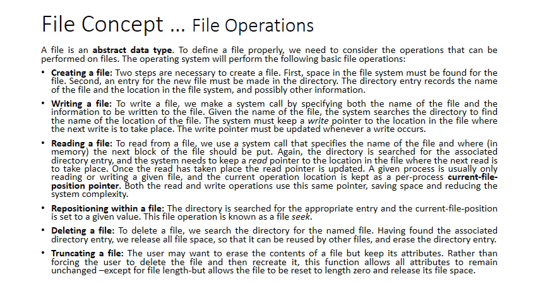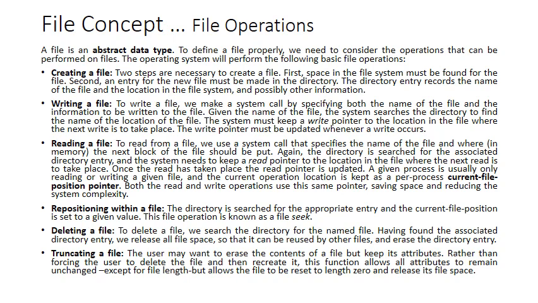First is creating a file. To create a file, two steps are necessary. The first step is space in the file system must be found for the file. You have to decide whether there is enough space to create that file. Second, an entry for the new file must be made in the directory. The directory entry records the name of the file and the location in the file system, and possibly some other information.